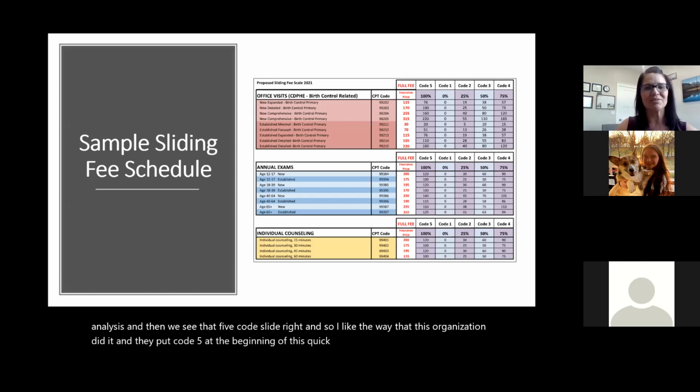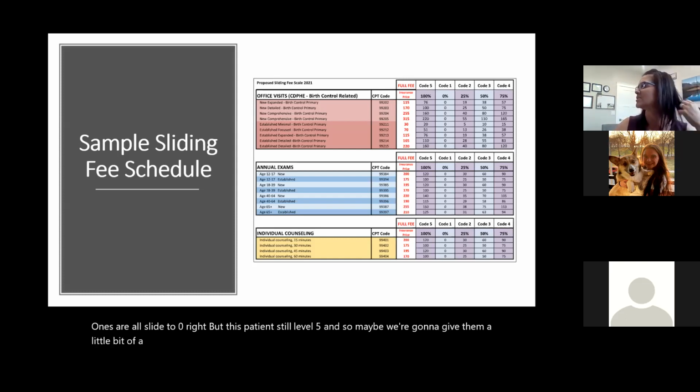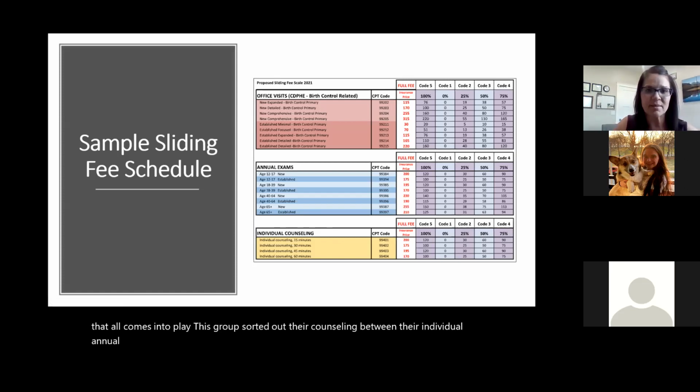But this patient's a level 5, and so maybe we're going to give them a little bit of a discount. I'm kind of wondering about the percentages that they have here in conjunction with that. But I think that this display makes good sense as we can start to see how that all comes into play. This group sorted out their counseling between their individual annual exams. You can set this up however you want.